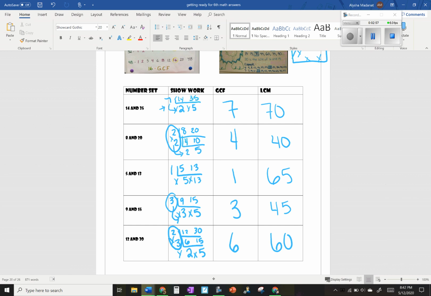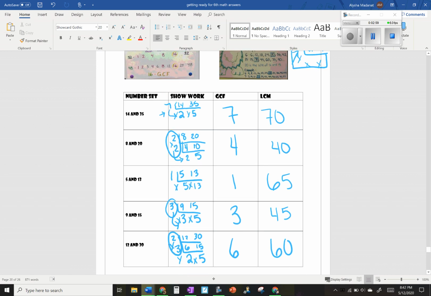So that's the ladder method. Again, if you used your factors and listing your multiples, you should have gotten the same answers.